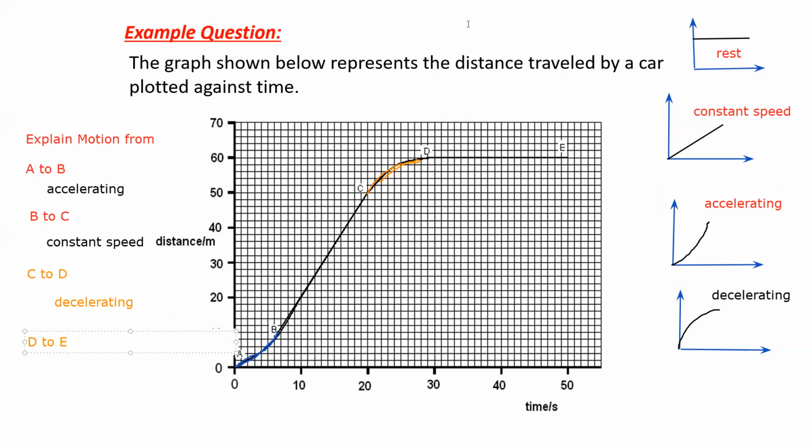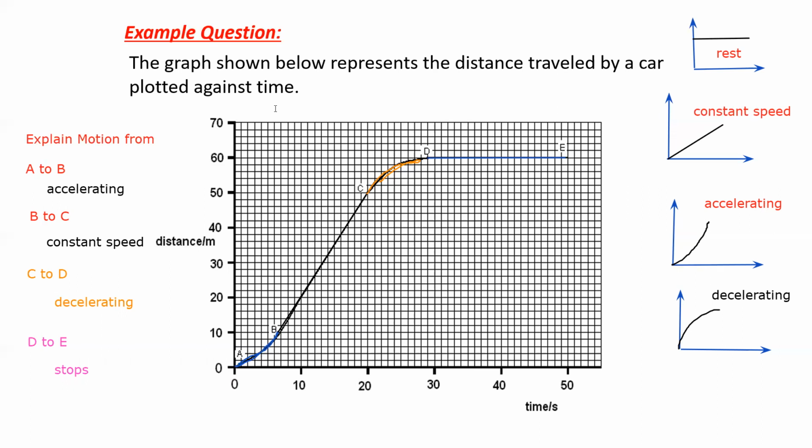It's a horizontal line. So from position D to position E, it's a horizontal line, or you can say the car stops, or the car is not moving from D to E, or the car is stationary. So this is the explanation of the motion for this car, which is changing its motion.